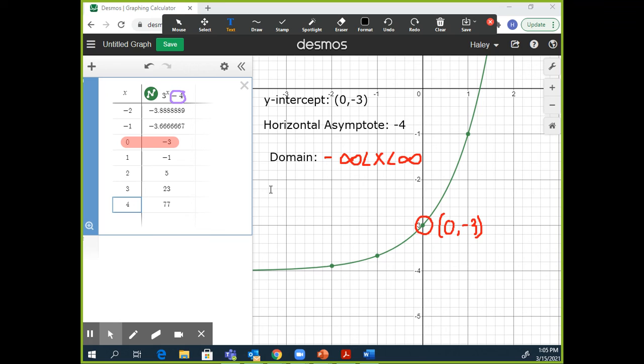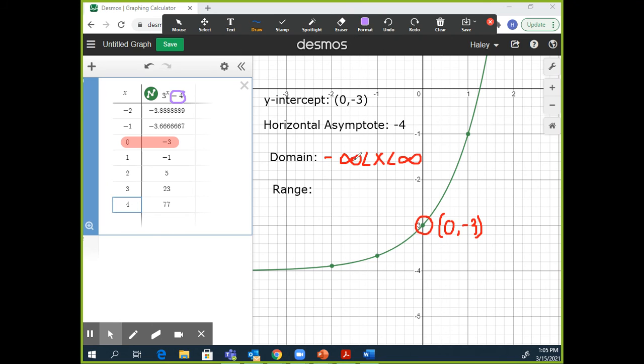The range does have a boundary, because remember, range is from the bottom to the top. So if we look at the lowest that this function is going to go, the lowest that it goes is around negative 4, which is also our horizontal asymptote. So that's the limit there. That's as low as it can go.